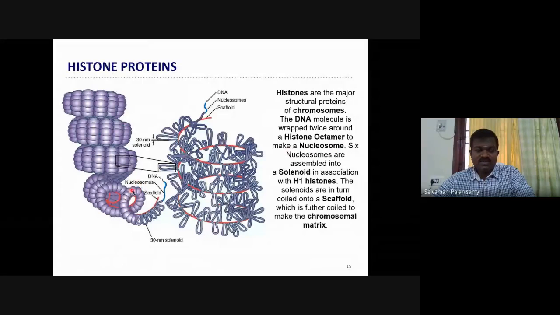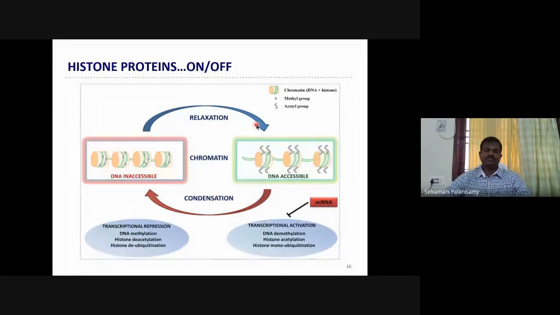So there are many structures here, and therefore it is called an octamer. Put together, it is called a nucleosome. Six nucleosomes are assembled into a solenoid in association with histone protein, and the solenoids are in turn coiled into a scaffold, which is further coiled to make a chromosomal matrix. So this was the structural organization of DNA in a supercoiled form.